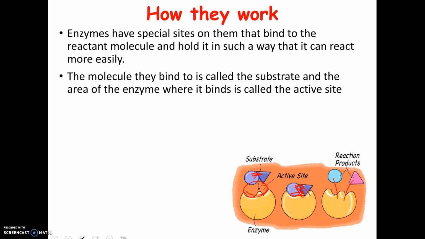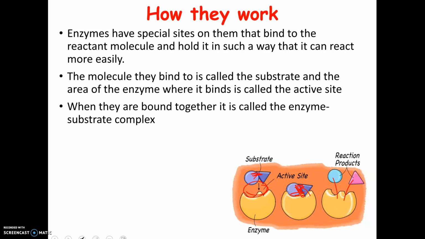So on its own, could it break down? Yes, if I heated it up maybe to make it unstable. But by having the enzyme, it holds it just right so it can break more easily, and so the reaction happens a lot faster. This is called the enzyme. This is the active site. This is the substrate. This is called an enzyme-substrate complex when they're put together.